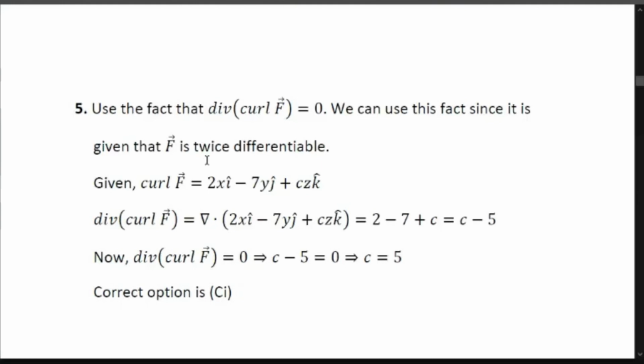which is c minus 5. You know that the divergence of curl F is always 0. So c minus 5 is 0, which implies c equals 5. So the correct option is C. It's not Ci, it is C. Okay.